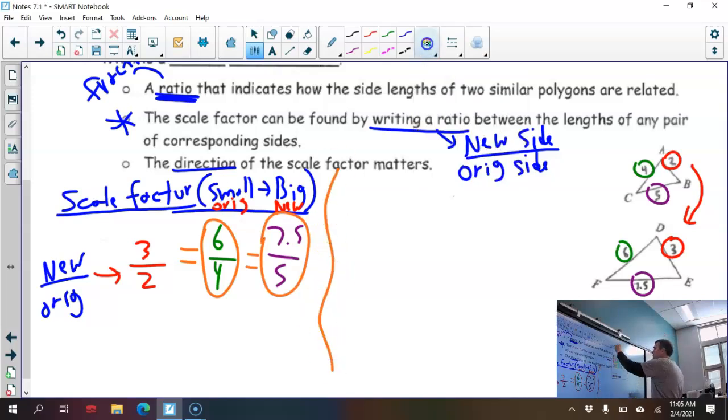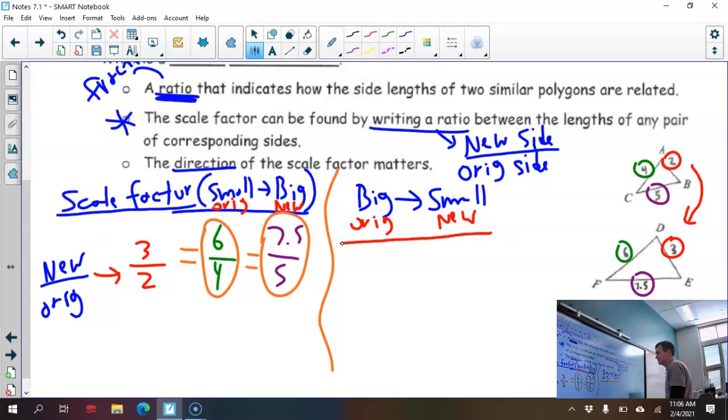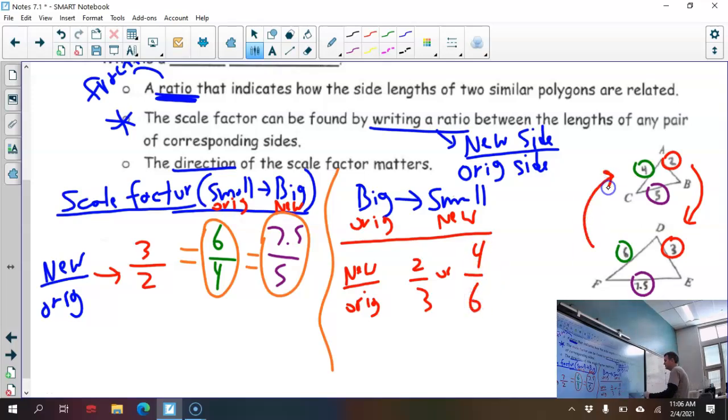And just so you know, what if I wanted to do the scale factor going big to small? So now this would be my original, and this would be my new. And the scale factor would be, right, new over original. So it would be 2 over 3 or 4 over 6, because now I'm going this direction. This direction, my scale factor is 2/3. Originally, it was 3 over 2.